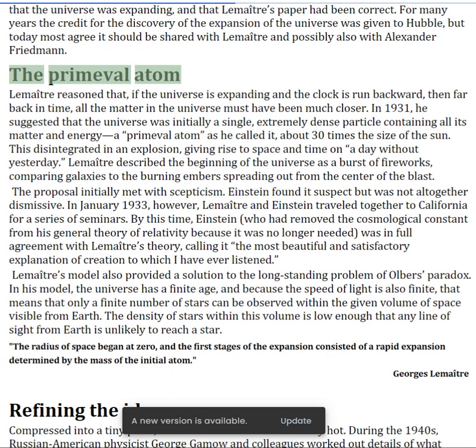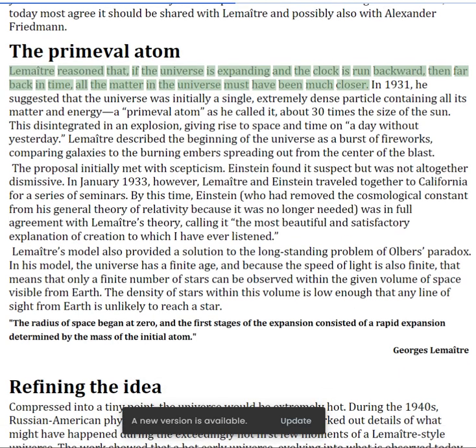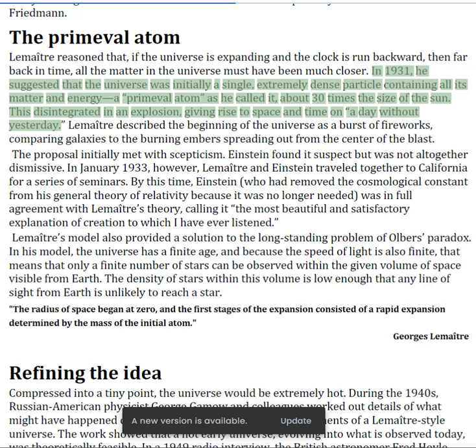The primeval atom. Lemaitre reasoned that, if the universe is expanding and the clock is run backward, then far back in time, all the matter in the universe must have been much closer. In 1931, he suggested that the universe was initially a single, extremely dense particle containing all its matter and energy, primeval atom as he called it, about 30 times the size of the Sun.